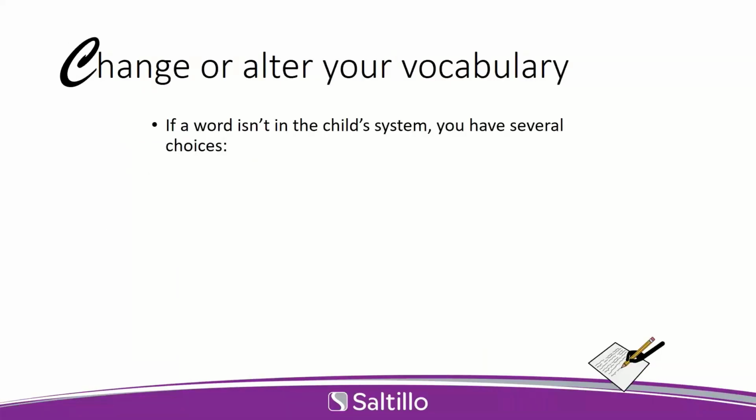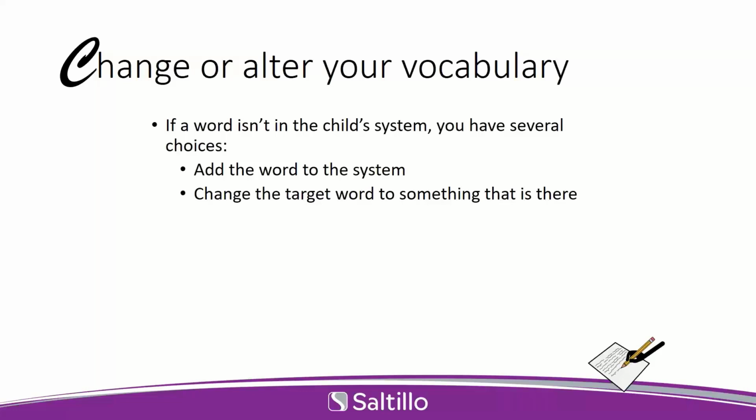So if a word isn't in the child's system, you have several choices. You can add the word to the system. I encourage you, if you want to do that, that you first use Word Finder to see if you can find it on the system, especially if you're using a higher vocabulary like Word Power 60. It's probably on there. So just see if it's on there first before you add it. You can also change the target word to something that is there.